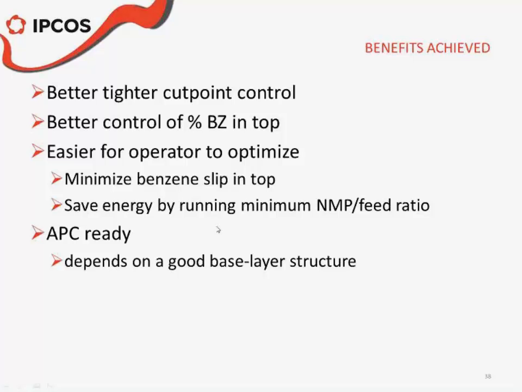Also, it allows the operator to change this solvent to feed ratio to a minimum. Remember, the more solvent you use, the more energy you need to separate it from the benzene in the downstream column. The final benefit achieved is that now the column is APC ready, because now a good base layer structure is in place.